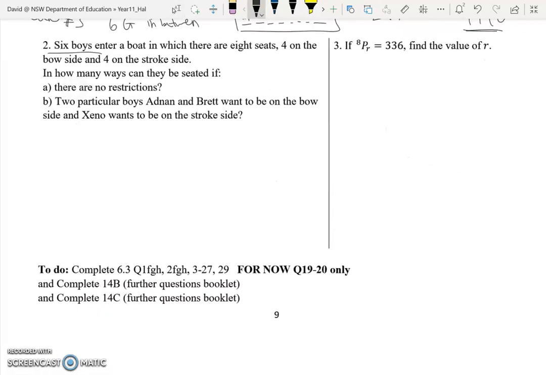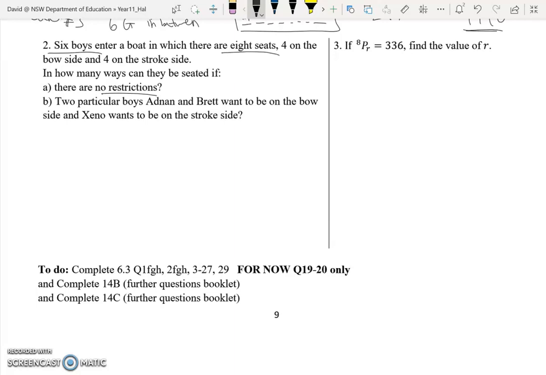6 boys enter a boat in which there are 8 seats, 4 on the bow side and 4 on the stroke side. In how many ways can they be seated if there are no restrictions? What's interesting is that normally you've got a larger amount of people than spaces to fill, but here it's the opposite. There's more seats than people. So we need to visualize it a little bit differently.